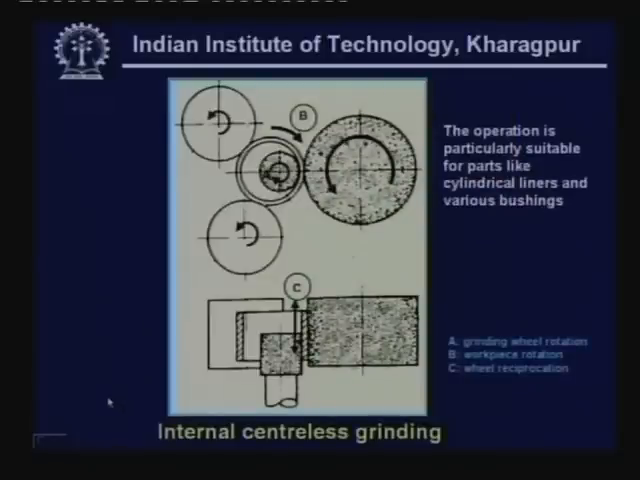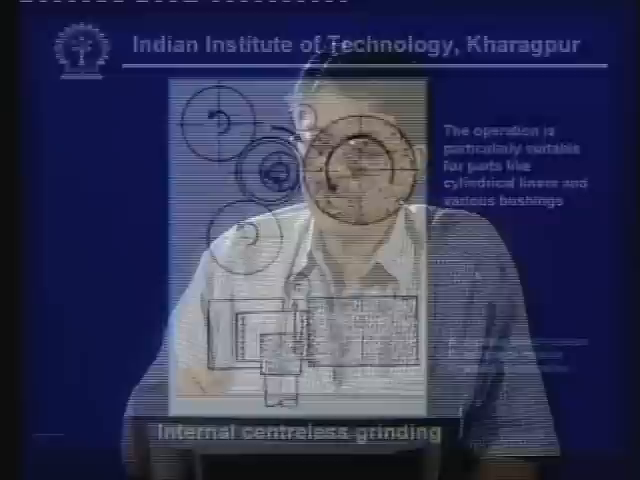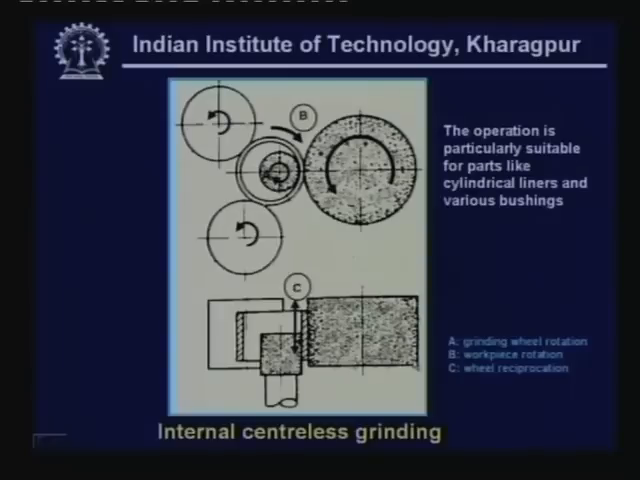We have also internal grinding operation, but without having any support of the chuck. We have seen the chuck is used for holding, but here we do not require any center support. So, this is useful for those cases where we need to grind a long cylinder liner or a bush which has a through hole and it is like a tube. So, internal surface of a tube can be ground by the application of such machine and such technique.